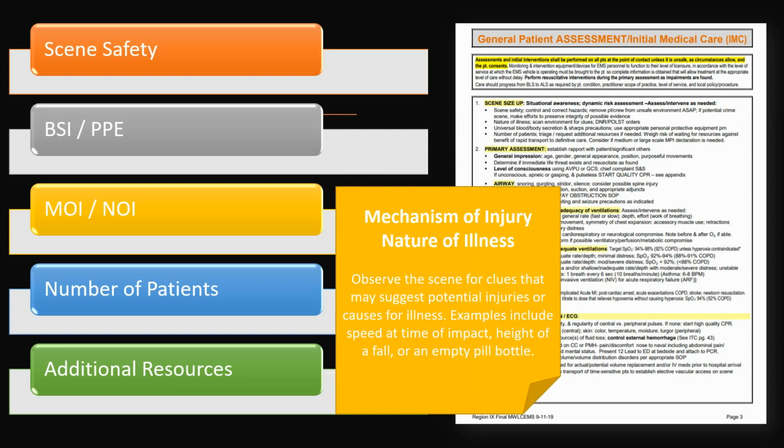Mechanism of injury and nature of illness. So observe the scene for clues that may suggest potential injuries or causes for the illness. I'll give you a brief example of a call that I was on one time. We responded for a full arrest, and it was a male subject that was found in the garage. We got there and the garage door was open. We did our initial assessment and started working the arrest. Because the patient was in the garage, we literally threw him on the cot, put him in the back of the ambulance. It took us about 20 seconds to do it, and the entire arrest was worked in the back of the ambulance. Because everything happened so quickly, there wasn't a lot of time to really look around and observe the scene.